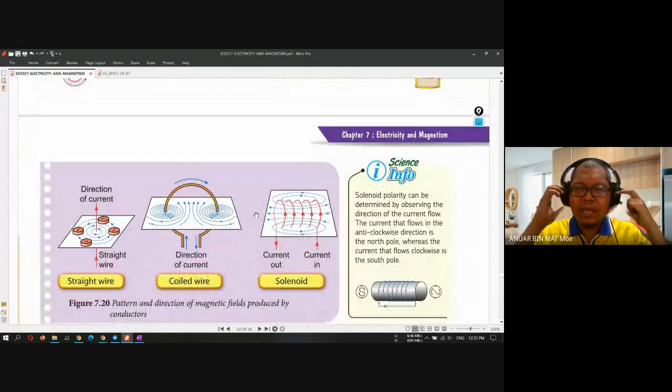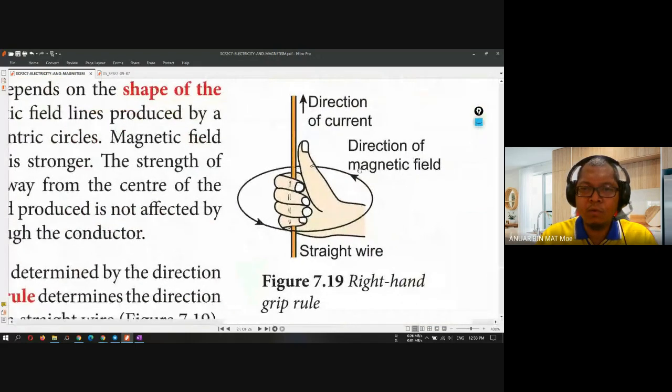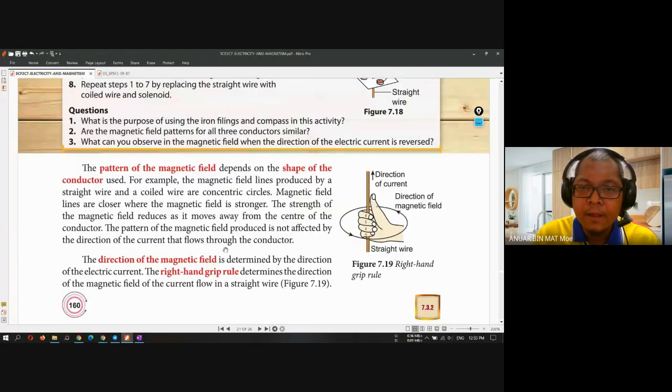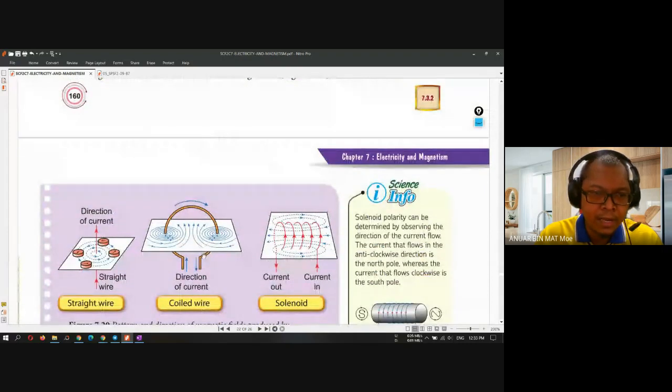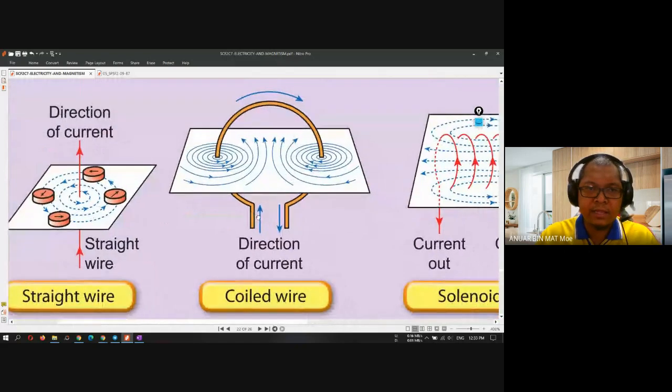You must understand what we call the right hand grip rule. Right hand grip rule over here, depending on the direction of the current. So this is the direction of the magnetic field in an electromagnet. This is the example of how we want to detect the magnetic field by using an electromagnet.